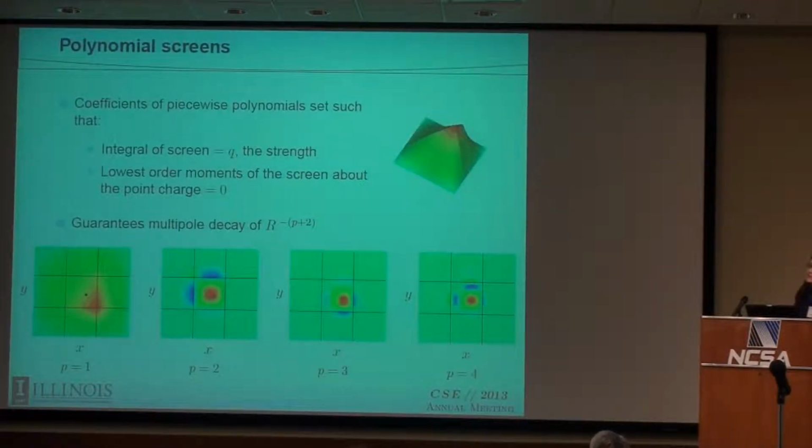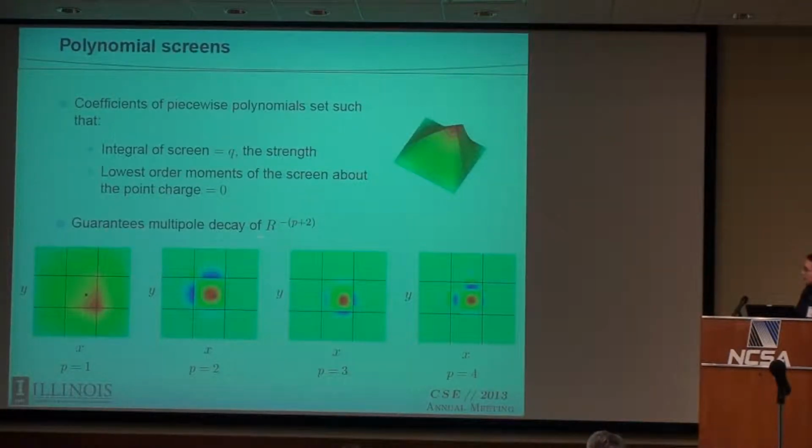Just a little bit more about these screens. So how do we actually choose screens that'll work? You set the coefficients of the piecewise polynomials such that the integral of the screen is equal to the strength associated with that point. And then you set to 0 as many moments as you can about the screen around the point charge. What this does is, if you look at terms from the multipole expansion, it removes leading terms from the multipole expansion for all the moments you can cancel. And so that increases the decay rate of your short range potential that's left over.